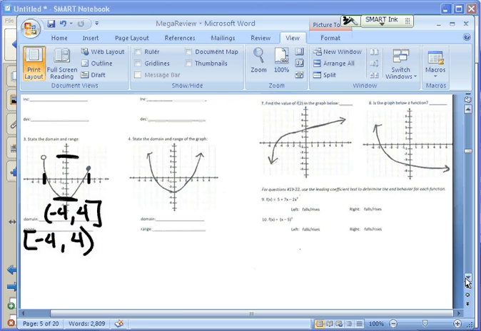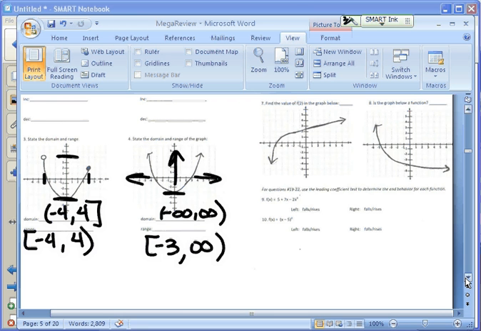So 4, state the domain and range. It doesn't appear to ever stop going left or stop going right. So our domain is -infinity to +infinity. There's nothing restricting us from the left and the right. However, in the range, we never go lower than -3. So I will have a bracket because it does not have an open circle there. But it goes up forever and ever, so I put infinity as my other mark.